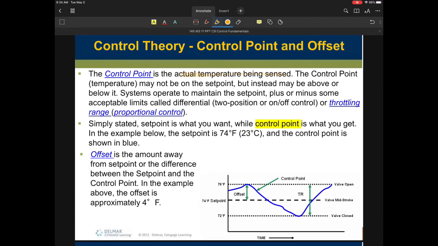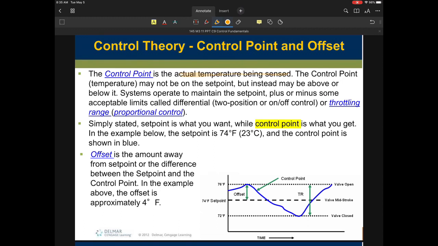And the next one in control theory is what we call control point. Now in here there's a number of things that we'll be dealing with. So the control point is what I would call the actual temperature that would be sensed. So the control point temperature may not actually be the set point. In fact, oftentimes it's not. So the control point could be a little higher, it could be a little bit lower. It really depends on how the system is actually functioning or providing that control.